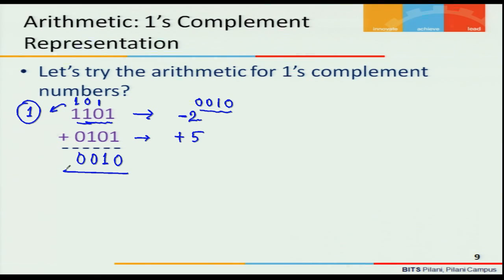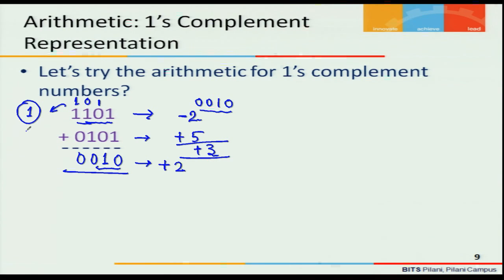So you can see what the result is here. The result is plus 2, and what is the expected result? The expected result is plus 3. So here also you can see that this straightforward addition is not working. So how can we get the correct result?